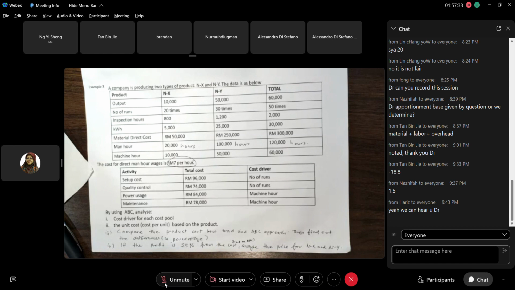Tadi saya rakam, takut tak masuk je suara saya. So saya gunakan telefon handphone.